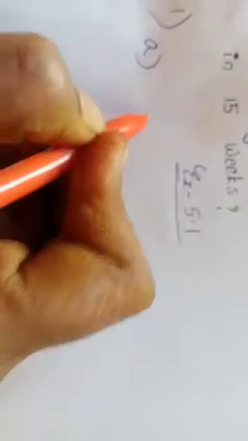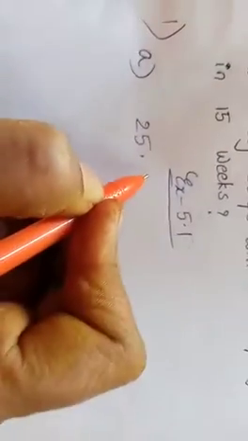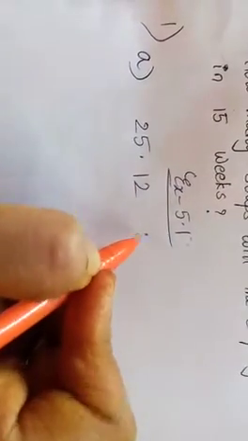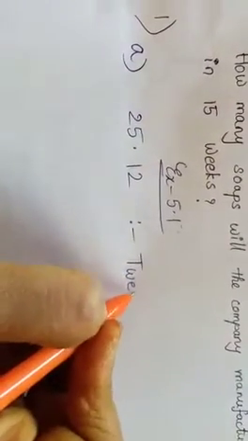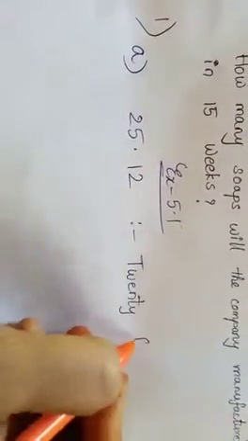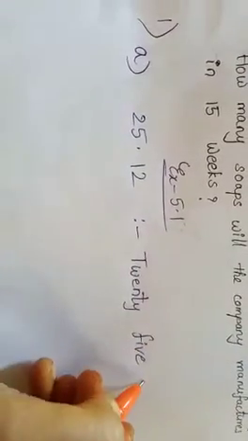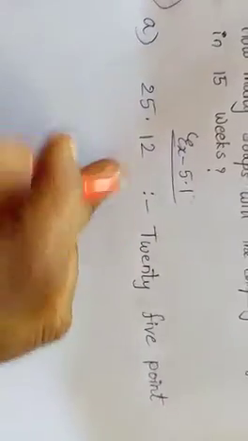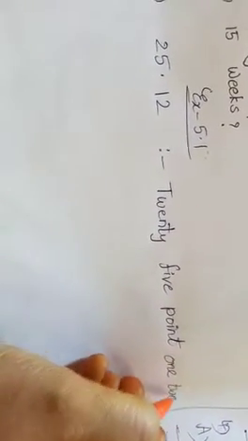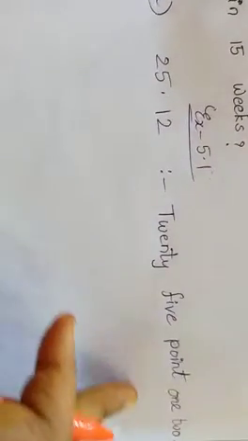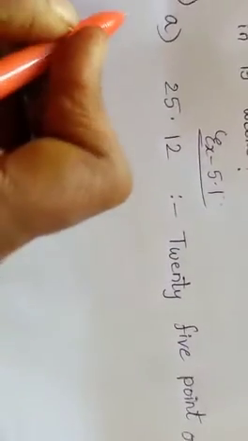Okay children, exercise 5.1. First, Roman A, 25.12. You have to read it as 25.12. What is the spelling of 20? TWENTY, 20. FIVE, 5. 25 point. POINT, point. 12. ONE 1, TWO 2. So this is 25.12.